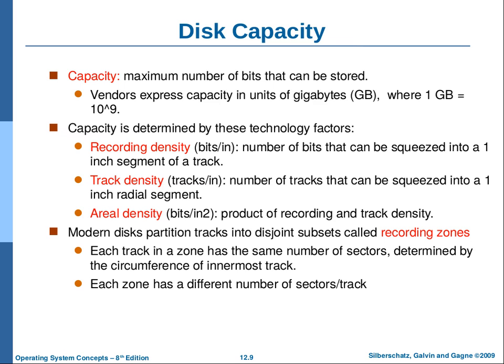Capacity is determined by recording density, track density, and areal density, the product of recording and track density. Recording density is the number of bits that can be squeezed into 1 inch of the track. Track density is the number of tracks that can be squeezed into 1 inch of radius, and areal density is the both of those combined. Then we partition them into something called recording zones.